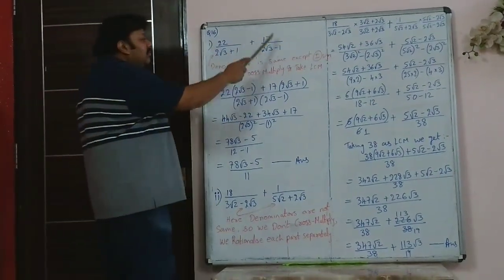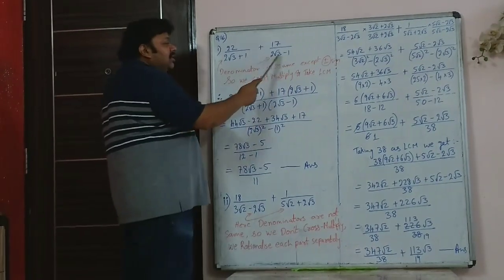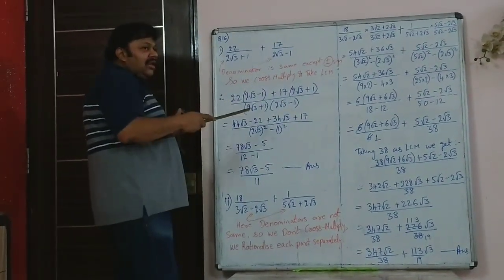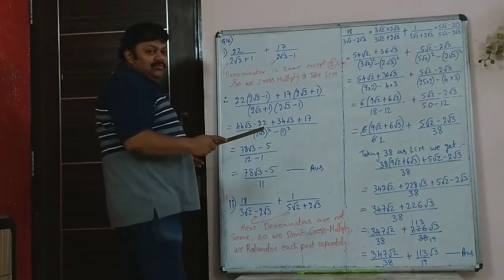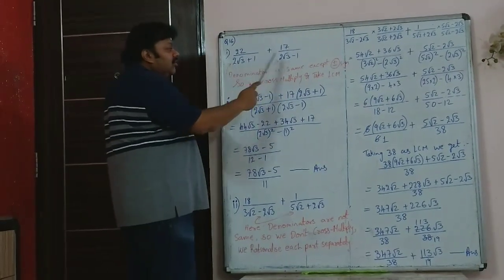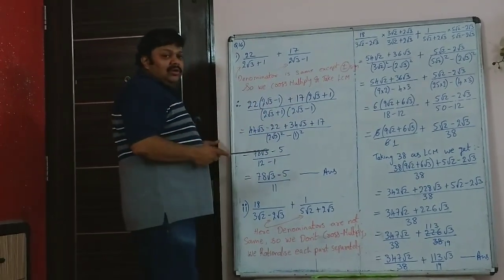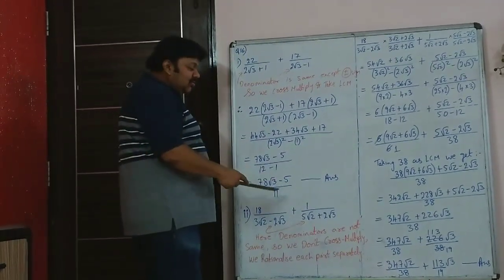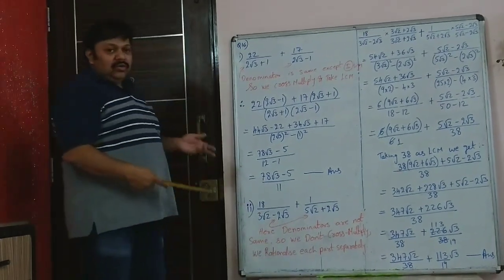Now see, this sum is very simple because this is 2 root 3 plus 1 and this is the same thing but with a minus sign. So therefore we need not really rationalize, we can just cross multiply, that is take the LCM. So when you do that, the denominator will become 2 root 3 plus 1 into 2 root 3 minus 1, which is a plus b, a minus b, which is a squared minus b squared. So therefore the denominator will not have any root term.